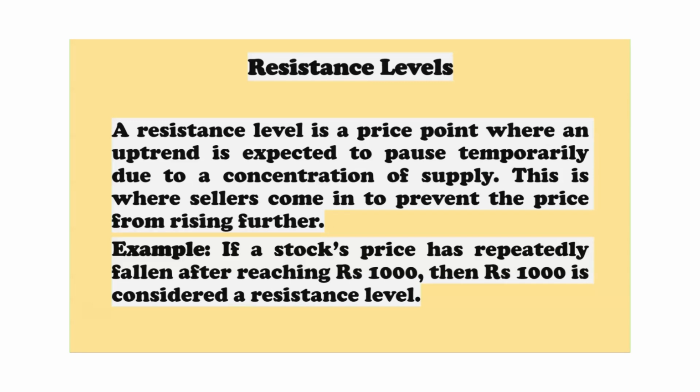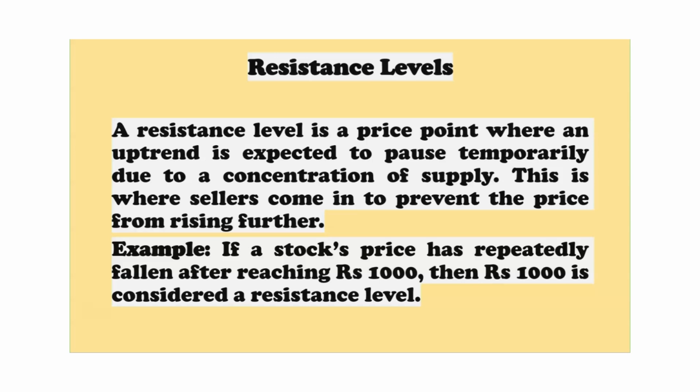Next, we'll talk about the resistance level. A resistance level is a price point where an uptrend is expected to pause temporarily due to a concentration of supply. As in the case of support there was a concentration of demand, here we have a concentration of supply. This is where suppliers come in to prevent the price from rising further.